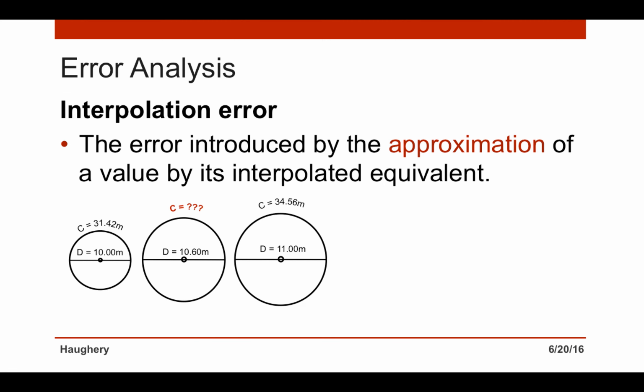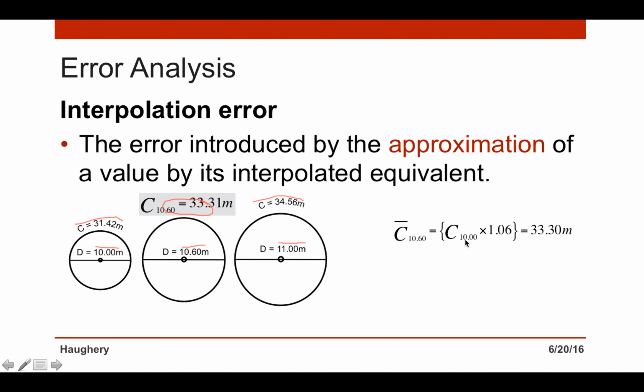Interpolation error. So let's say we have a situation where we want to approximate a value. We have a diameter of 10 millimeters. We have another diameter of 10.6 meters and a third diameter of 11 meters. And we know the circumference of 2 of them, but we want to approximate the third. If we look at this, this middle circle is 6% larger in diameter than the first one. So we could approximate that and say, well, then the circumference is going to be 6% larger, right?